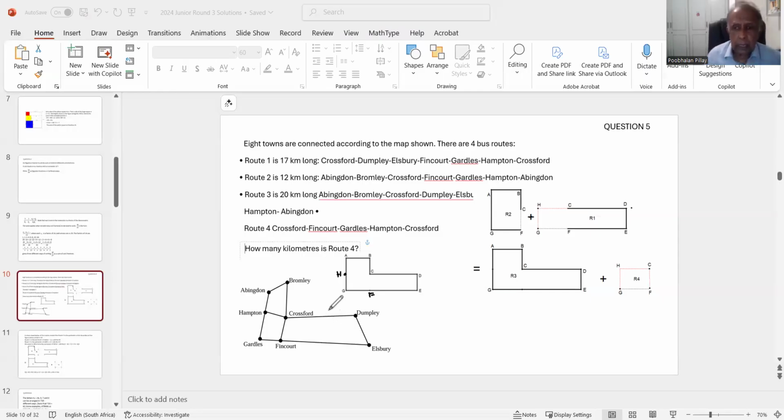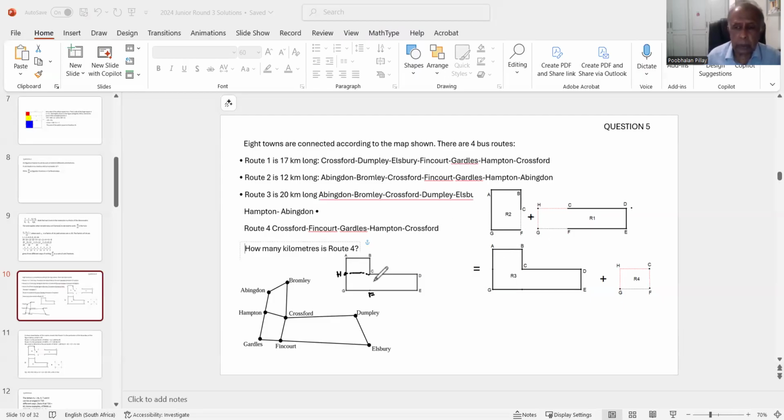Let's do it again. C, D, E, F, G, H, C. Oh, so this is joined. All right. So there's your route one. You see, I've done it separately here, but I put a dotted line here because that dotted line was not in the picture. Okay, so that's route one. It goes right round like this.